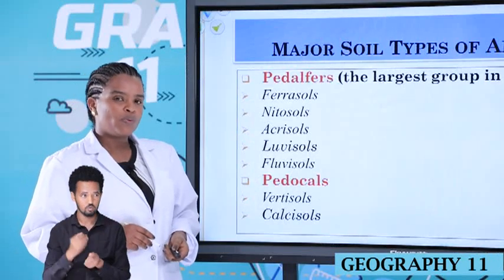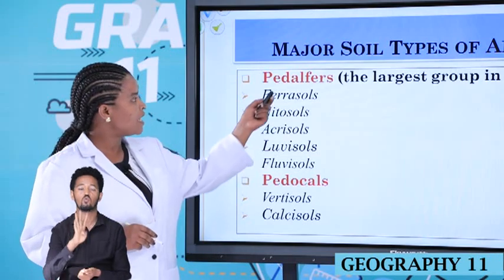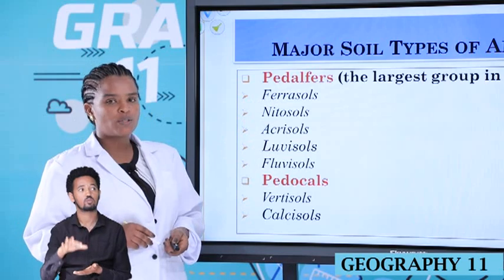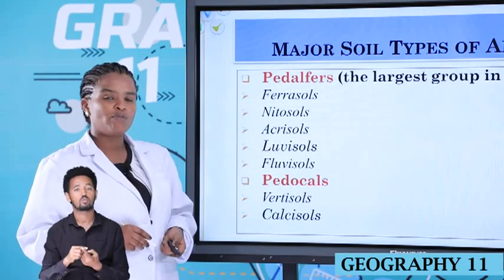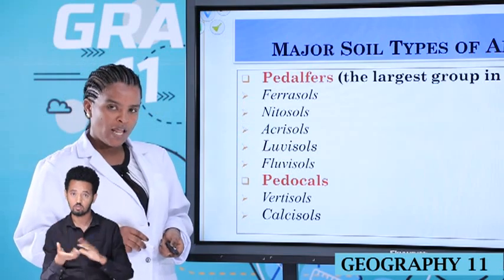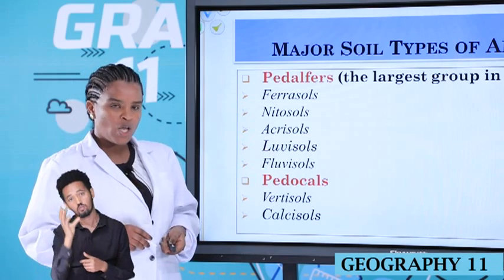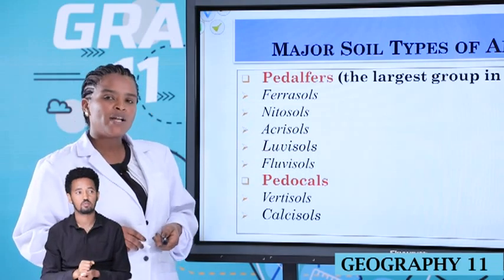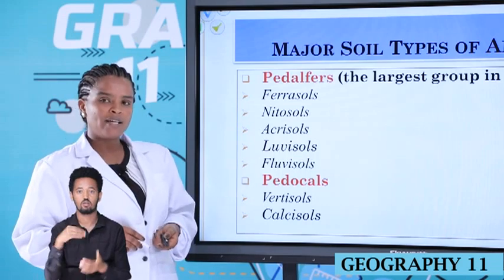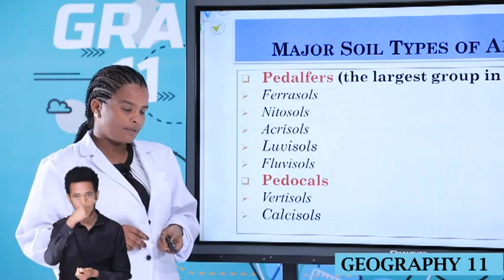According to FAO, African soil is divided into 4 types. These are the pedalfer, pedocal, hydromorphic, and azonal soils. Pedalfer soil is the largest group of African soil. It is rich in aluminum and iron oxide. Mostly this type of soil is found in Central Africa. It is fertile soil with a black-brown color.